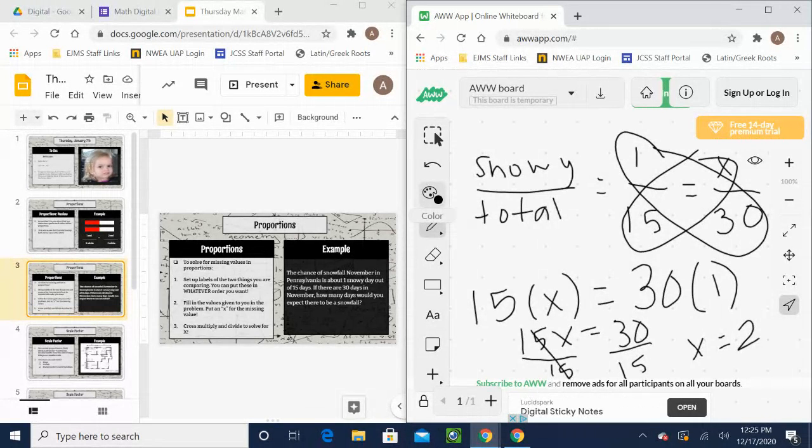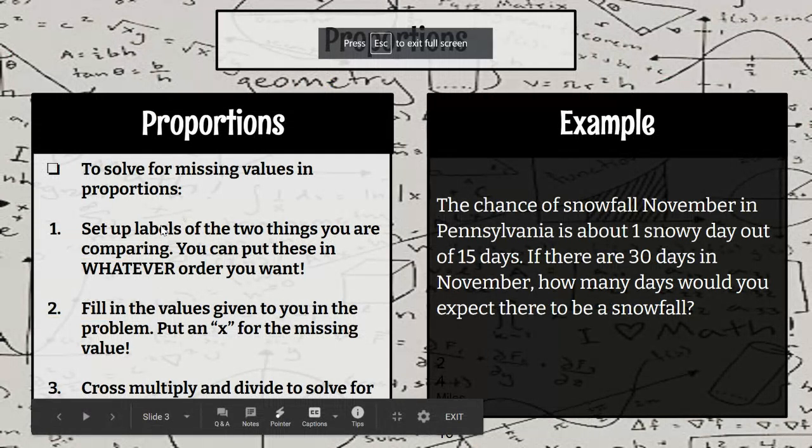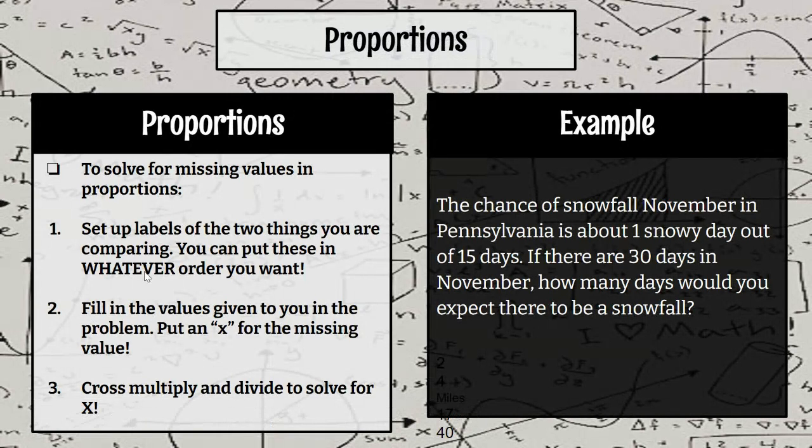So there we go, there's your answer. We did all of those steps. We set up labels, filled in values, used an X, cross multiplied, and divided. Now what I want you guys to do is try this next example on your own, see if you get the answer correct, and if you're stuck, go back and watch this.